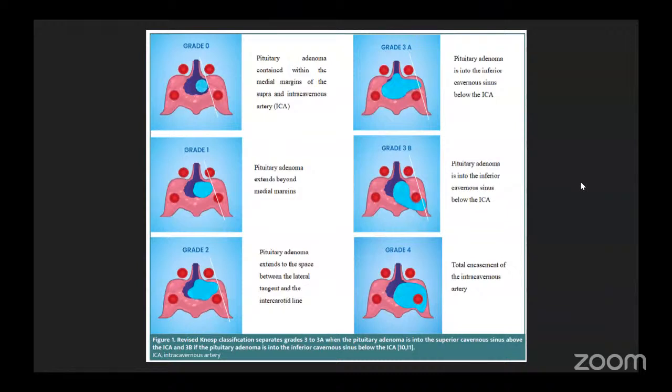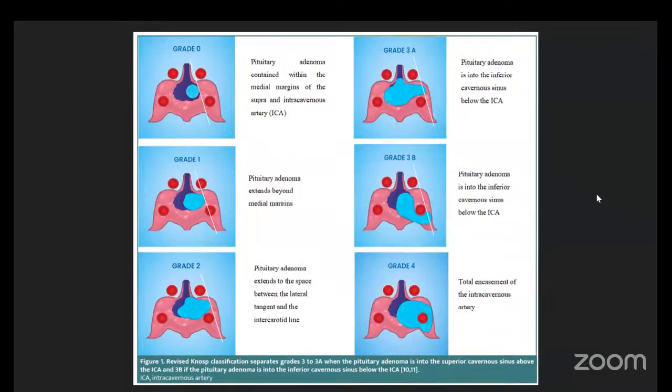What grade is this? Grade 0. Where will the lines be here? Let me draw them. Which line is this yellow line? Roughly, the median line. This is the median line or the intercarotid line. Then we have this orange line. What is this line? Medial tangent line. Which would be this line? The green line, the lateral tangent line. So where is grade 0? Grade 0, the lesion is medial to the medial tangent line, right?